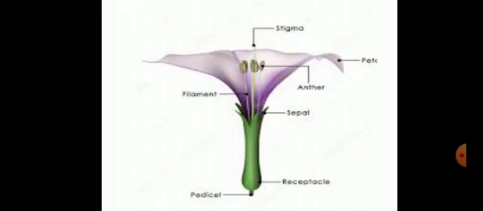These parts are arranged on a pedicel. Above the pedicel there is a thalamus, the swollen part. The swollen part, a dome shaped or concave shaped structure, is called the thalamus. What is thalamus?